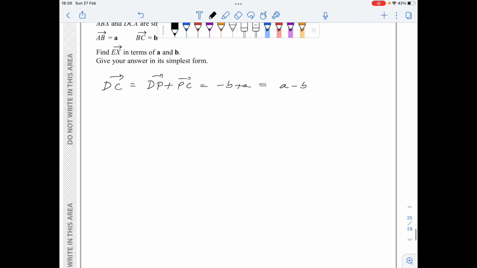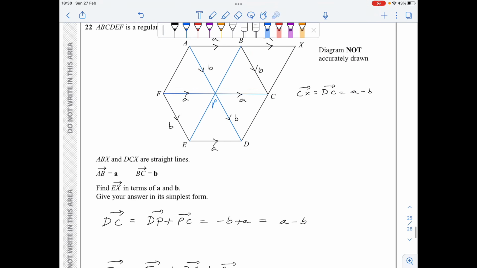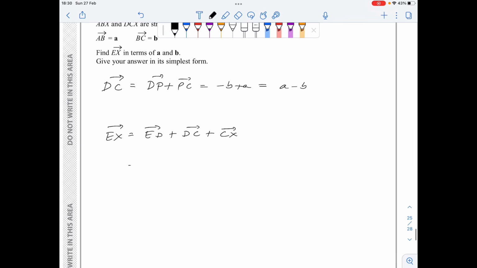So EX is equal to ED plus DC plus CX. Let's see this on the diagram. To go from E to X, it's like going from E to D, from D to C, and then C to X. So this is equal to A plus A minus B plus A minus B. And if I simplify, I'm going to get 3A minus 2B.